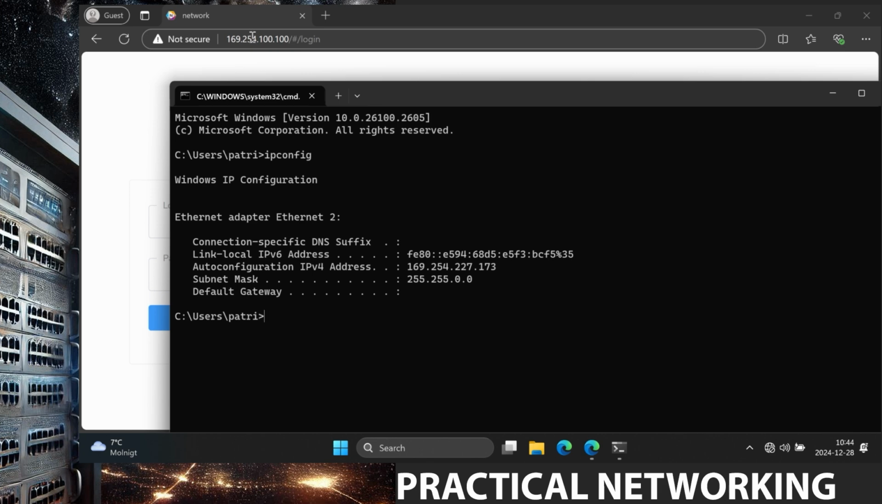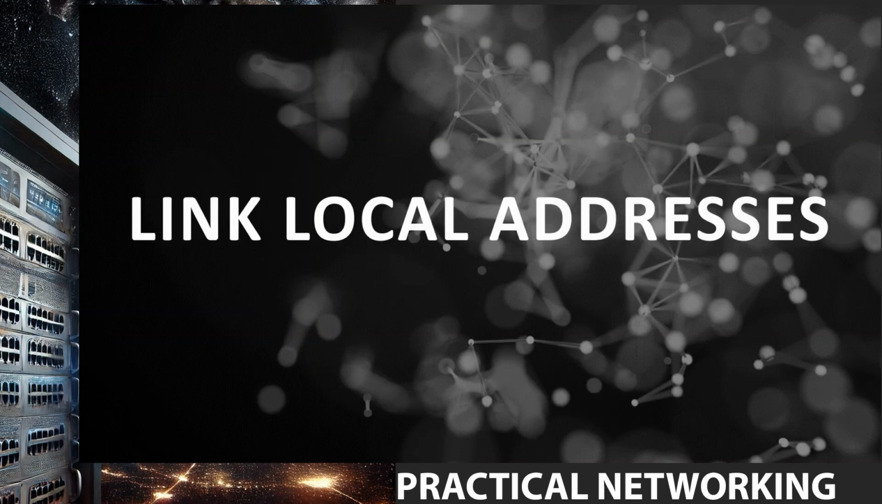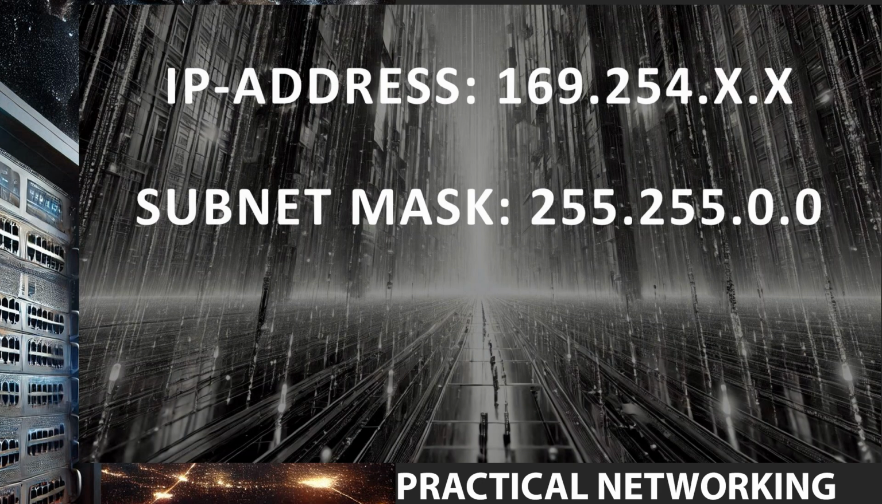To understand why both the computer and the switch got an IP address that are quite similar, we have to understand what a link local address is. A link local address is an IP address starting with 169.254 and then something dot something, with a subnet mask of 255.255.0.0. Any computer in the world will assign itself an IP address in this range if it tries to get an IP address from a DHCP server and there is no response.